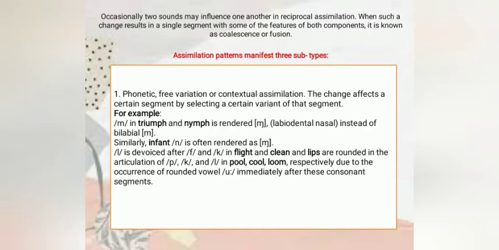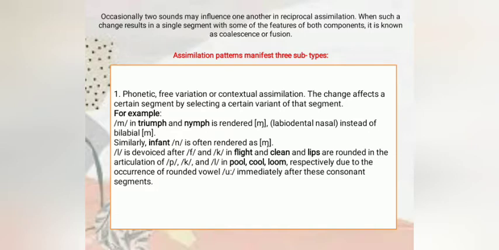Assimilation patterns manifest three types. First, phonetic free variations or contextual assimilations. The change affects a certain segment by selecting a certain variant of that segment. For example, the n in terms and nim is rendered m.